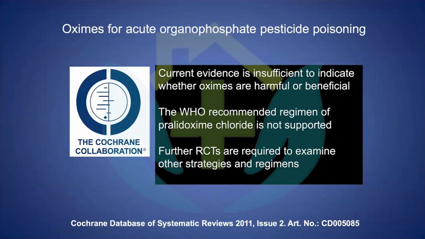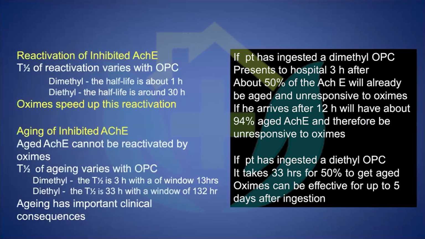So oxime in acute organophosphate pesticide poisoning: the Cochrane collaboration meta-analysis shows that current evidence is insufficient to indicate whether oximes are harmful or beneficial. The WHO recommended regimen of pralidoxime chloride is not supported. Further RCTs are required to examine other strategies or regimens regarding oxime use in organophosphorus poisoning.